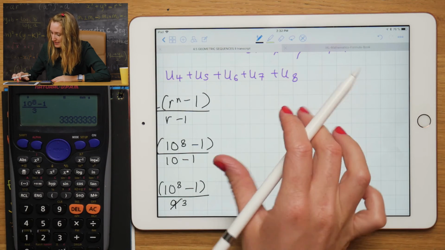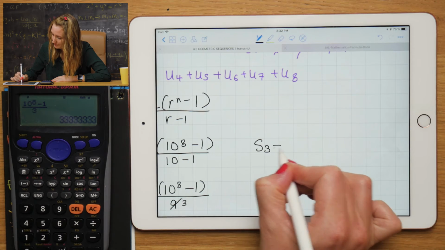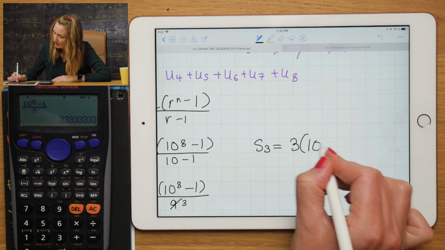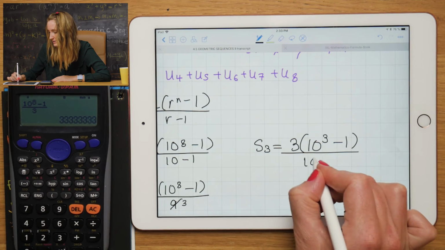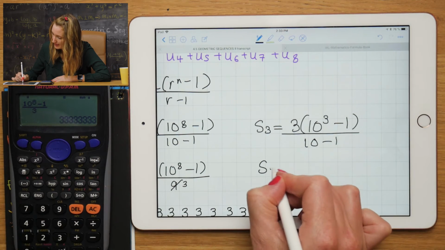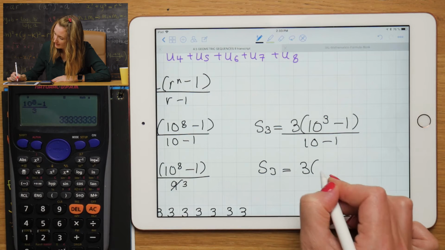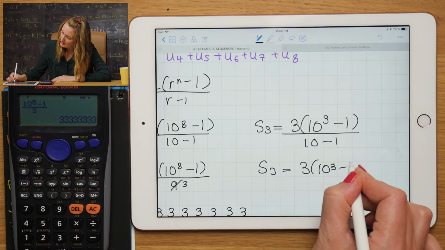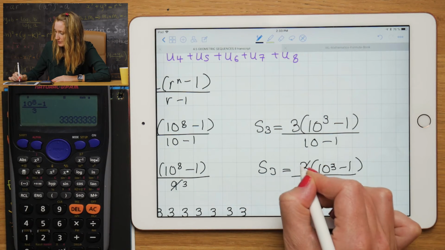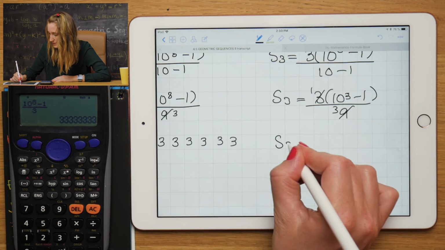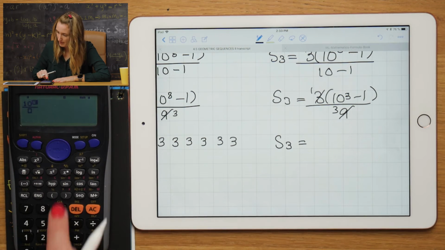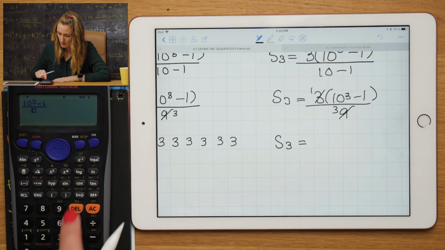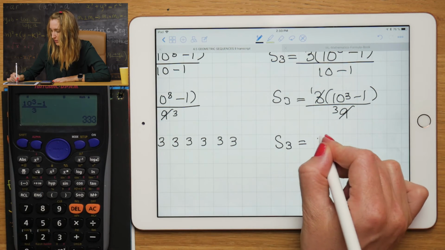Okay, we're going to do the same method for S3. We're going to get 3. Now it will be 10 to the 3 minus 1 over 10 minus 1. S3 is 3 times 10 to the 3 minus 1 over 9. And again, you can cancel down here. So what's S3? 10 to the power of 3 minus 1 over 3. 3, 3, 3.